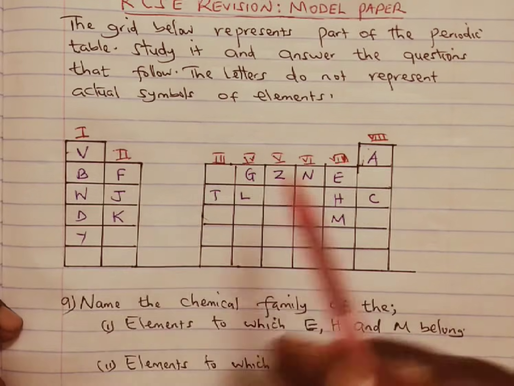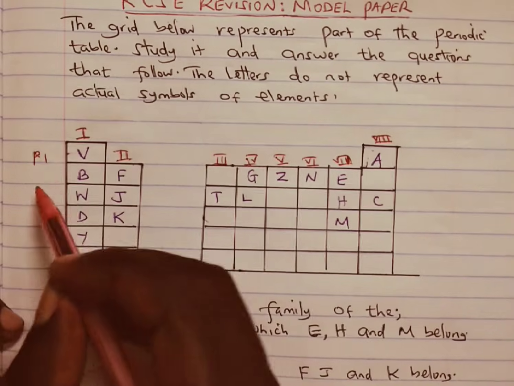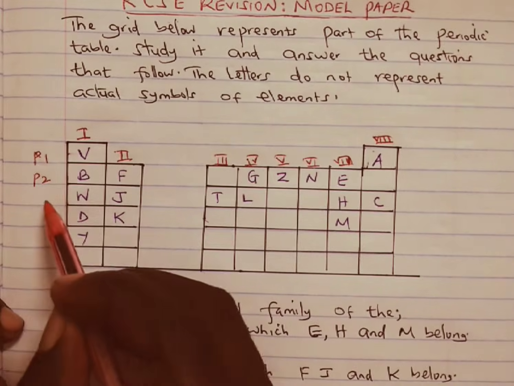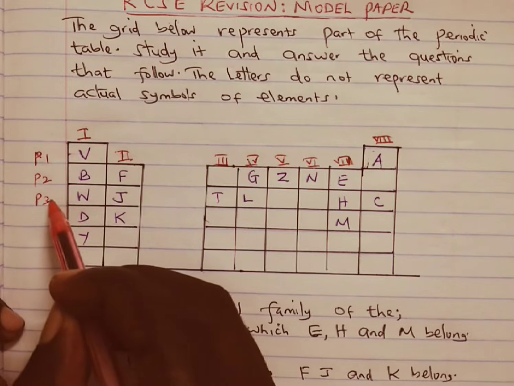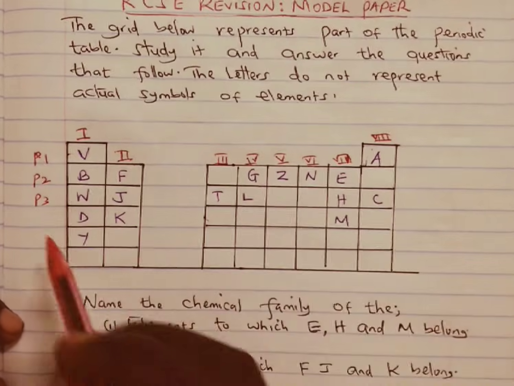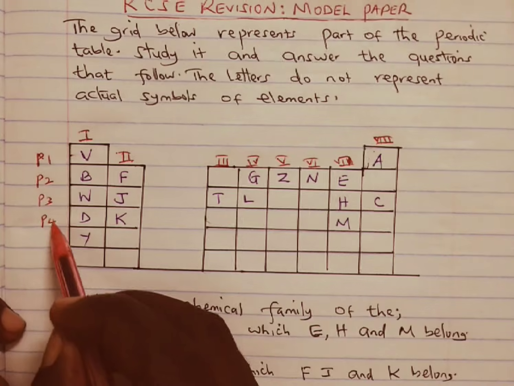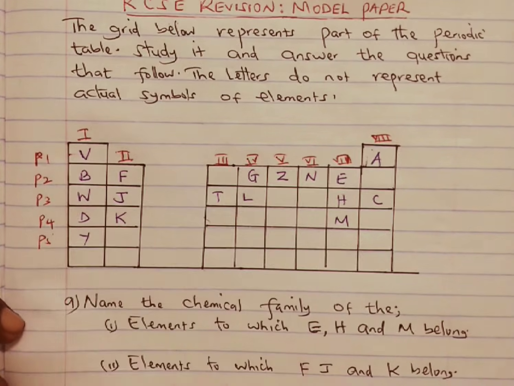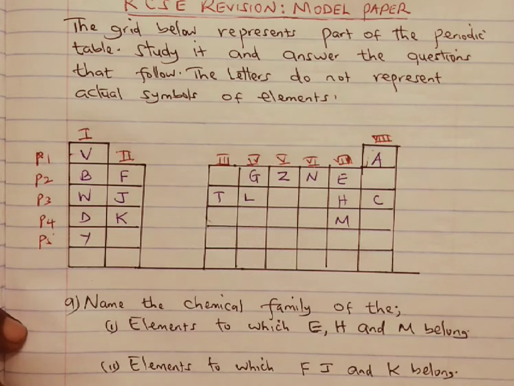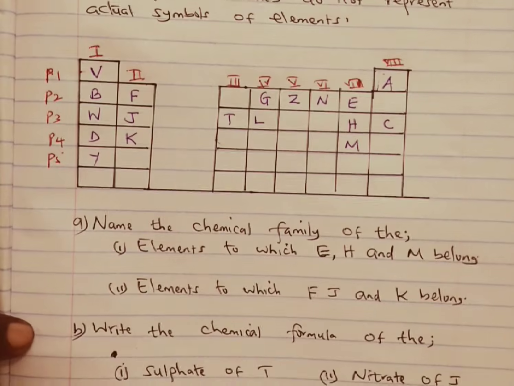The first row represents period 1 elements. The second, period 2, the third row represents period 3 elements, period 4, period 5 in that particular order. So let us go through these questions.